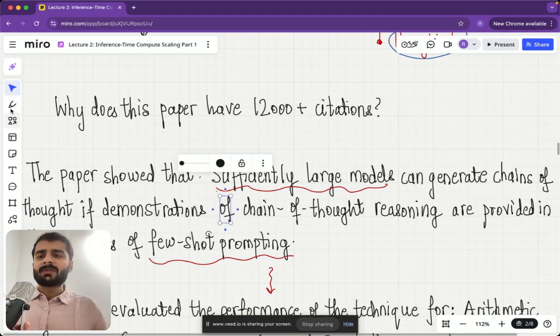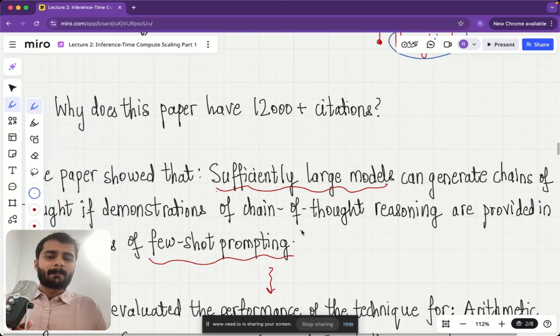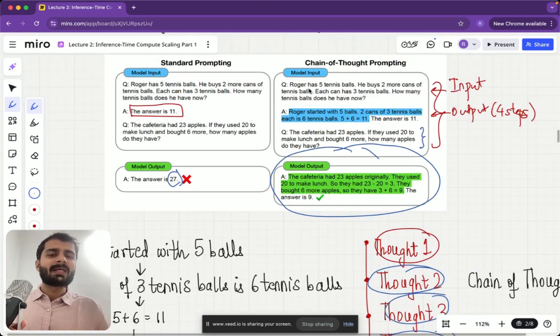This is a new word which I have not introduced before. It says few shot prompting. So, few shot prompting is the practice of providing a number of input output examples in the prompt. So, for example, this is one example of input output, right? This is one example. Similar to this, you might provide 10 more examples in the input output prompt.